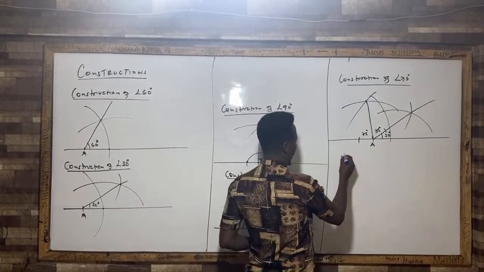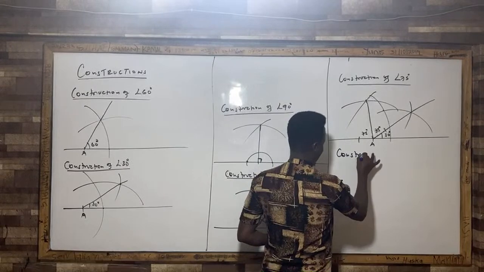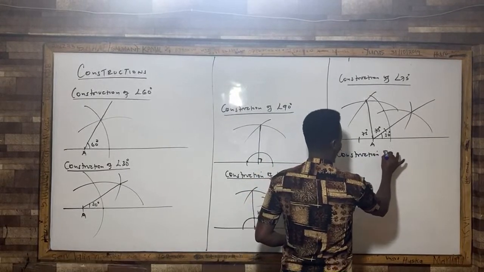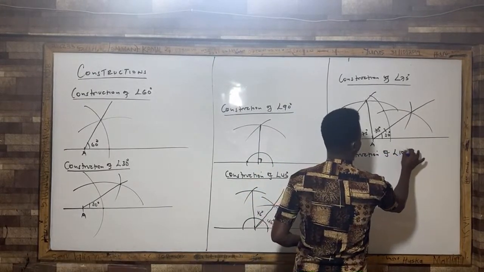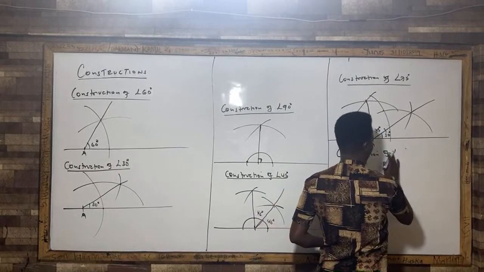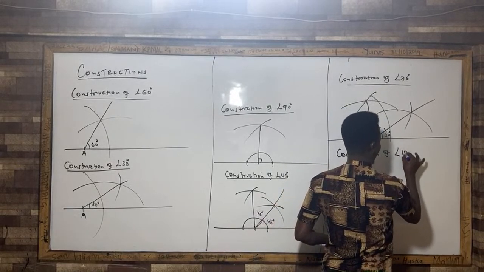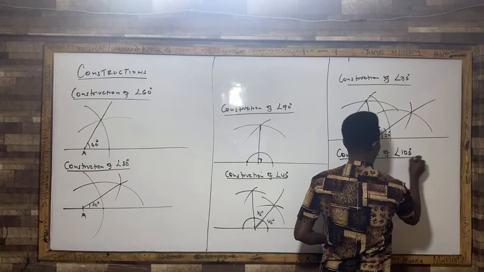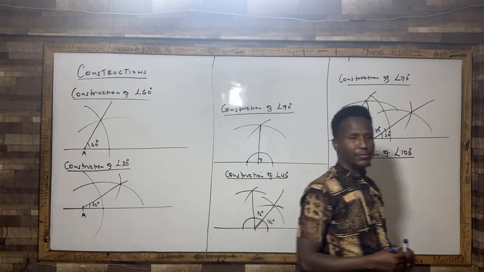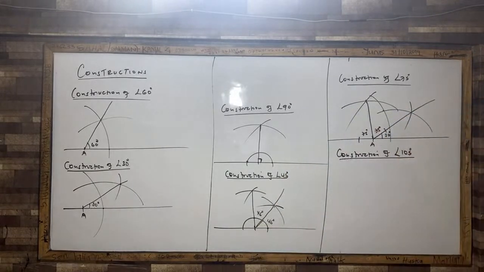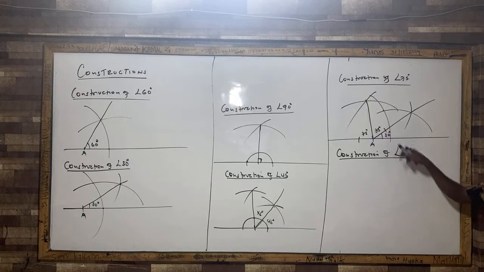Construction of angle 105, okay? Angle 105. Let me add that. Okay? Construction of angle 105. Bear witness, please. 105 is already here. 75 plus that. So we know it. Okay? What are we going to do?